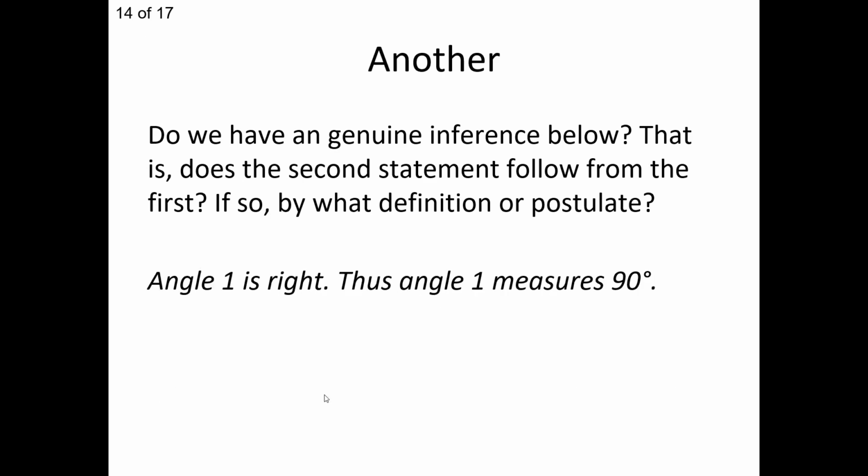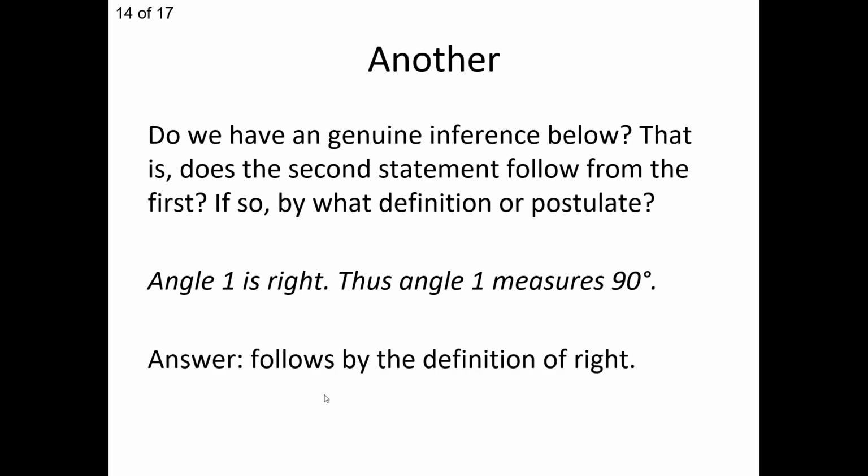Let's do this again. Angle 1 is right. Thus, angle 1 measures 90. Well, is that a proper inference to draw? If I hand you a right angle, can you then say, oh, then I know that angle 1 measures 90? Of course it does. Yes, it follows by the definition of right angle. That's how we define a right angle. It is this specially measured angle that has 90 degrees to it. So that's a proper inference.